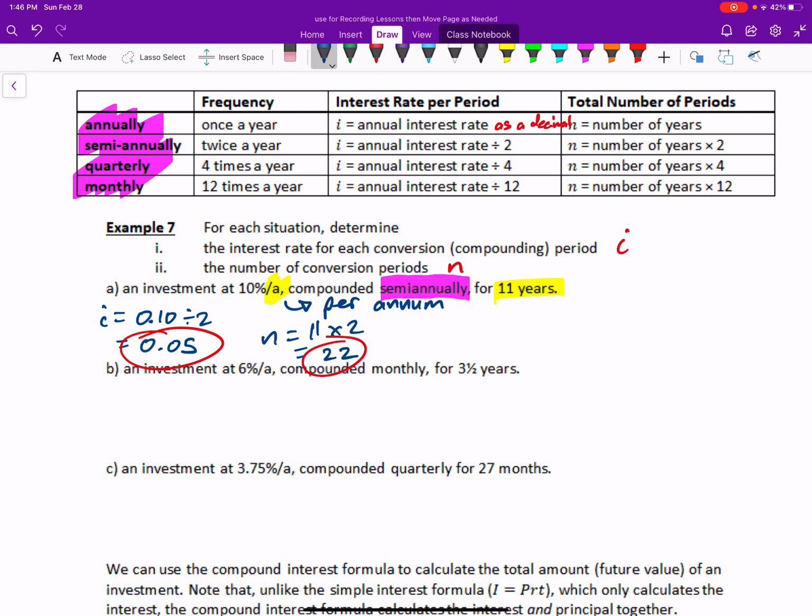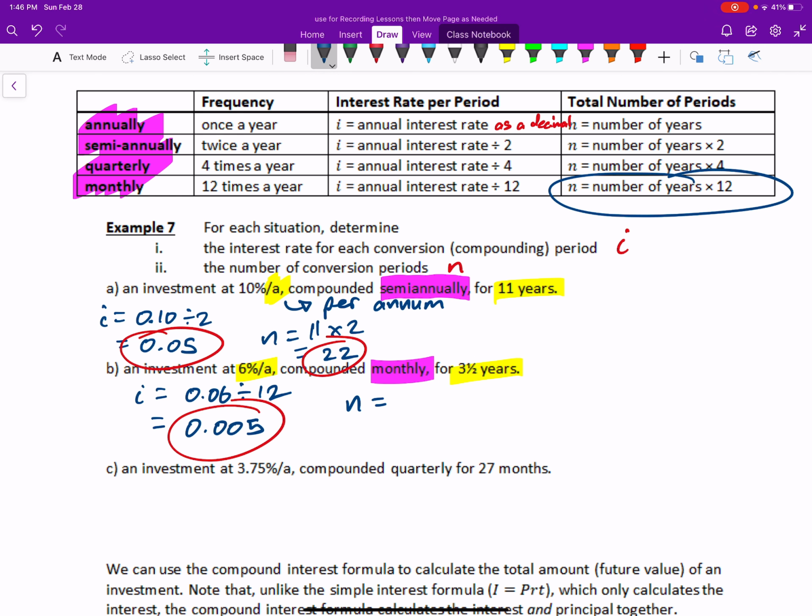So 6% per annum compounded. The key word is monthly here. So I is going to equal 0.06, that's the 6%, divided by 12, because monthly is 12 times a year. And that gives me 0.005. I just know that one from experience, but you can check it on your calculator. N is the number of years, which is 3.5 times 12. Again, because I multiply times 12 for n.